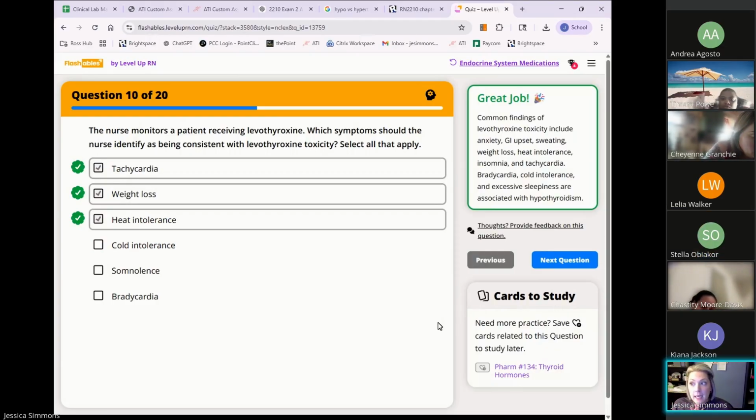So did that help though? Because that is a very good question. Being able to understand that you're treating for hypothyroidism, but you're treating it too well, and then they're going over to the other side of hyper and experiencing those symptoms. So I need you to be able to distinguish that. That's a very, very good question.